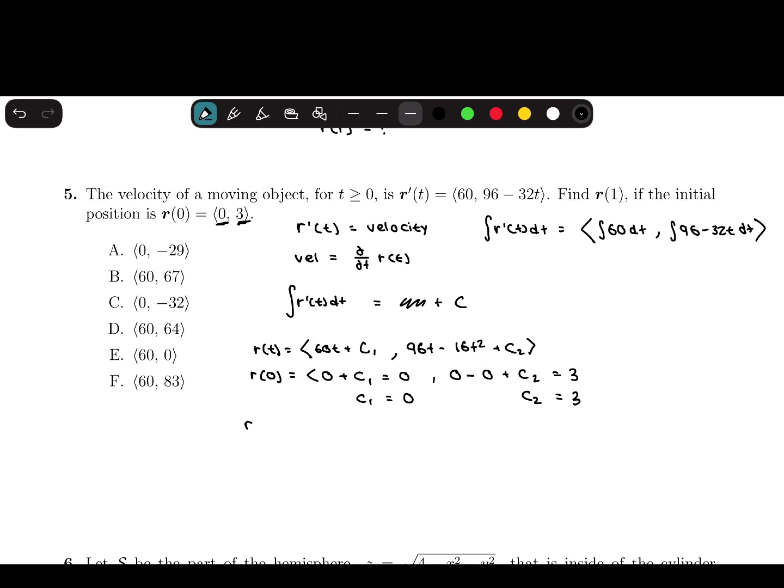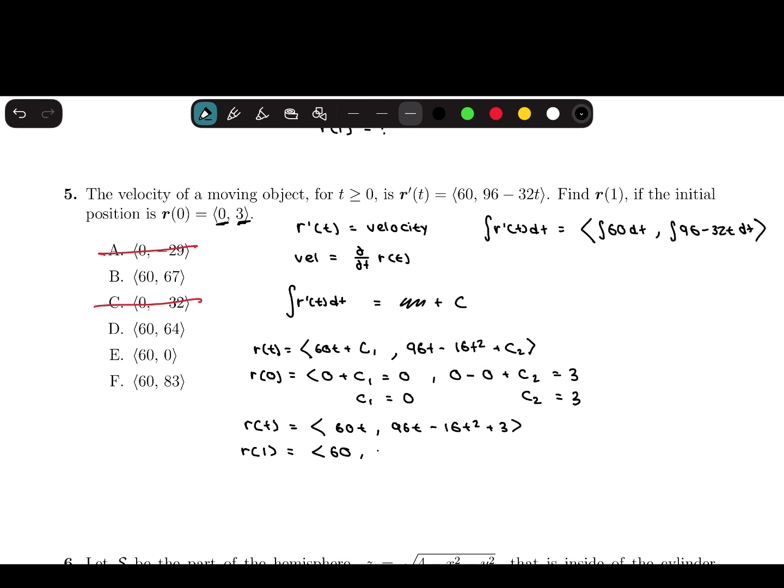So when we rewrite our position vector, it's simply 60t, comma, 96t minus 16t squared plus 3. Incredible. So now we move on to our final step, which is plugging in r of 1. So when we plug in r of 1, you simply get 60. Now if you look at our answer choices already, that takes out A and that takes out C. Well, we gotta do the rest.